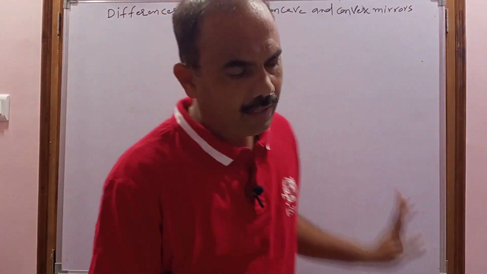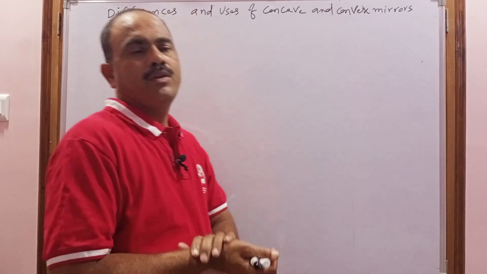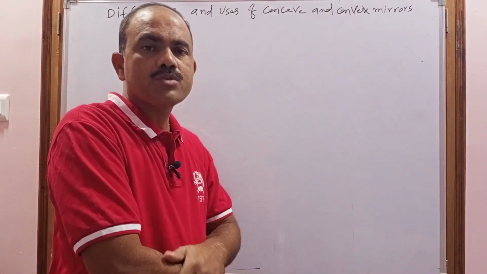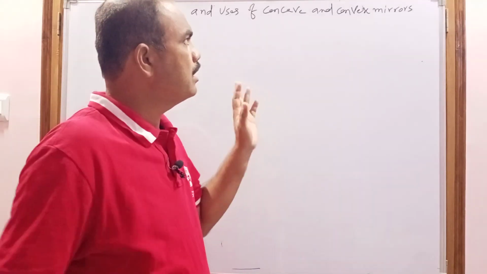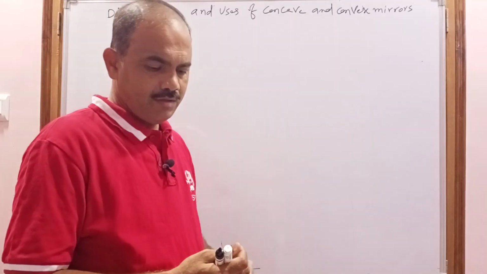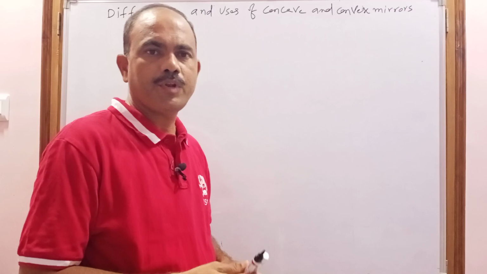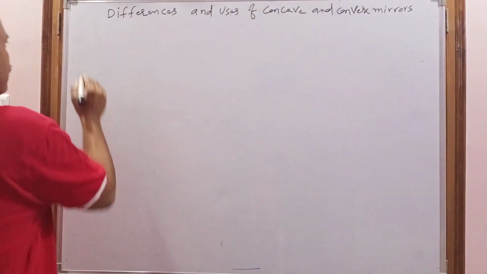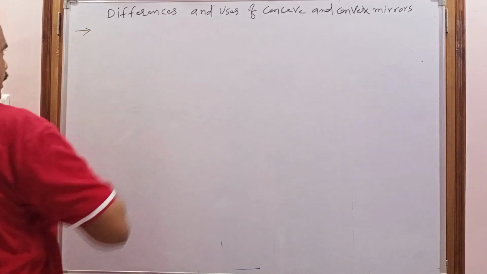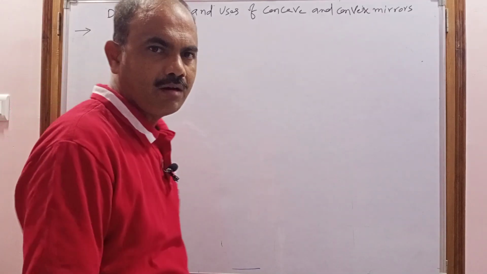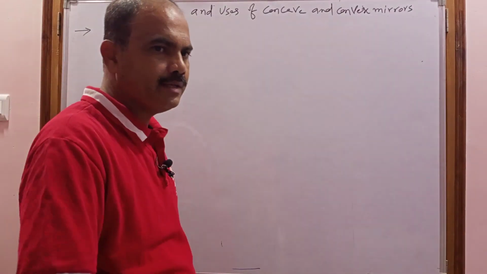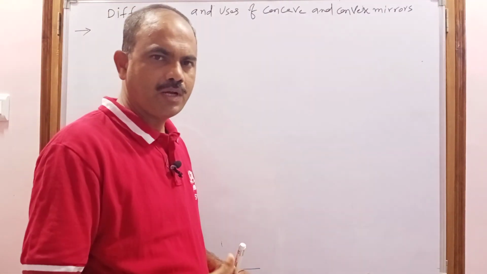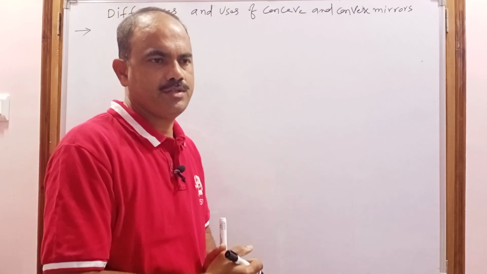Before going to learn the differences and uses, I am going to discuss some important questions related to concave mirror and convex mirror, which will come in examinations. The first question will be: when a concave mirror or convex mirror is broken into pieces, what happens to its radius of curvature, focal length and image.